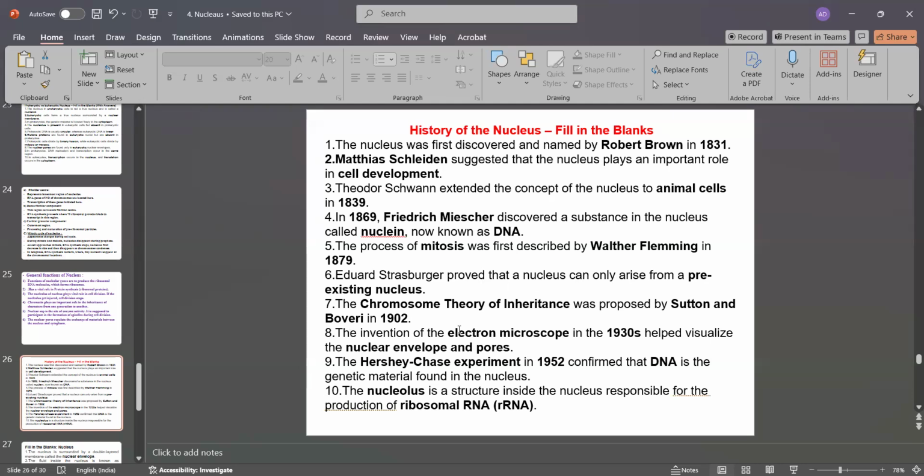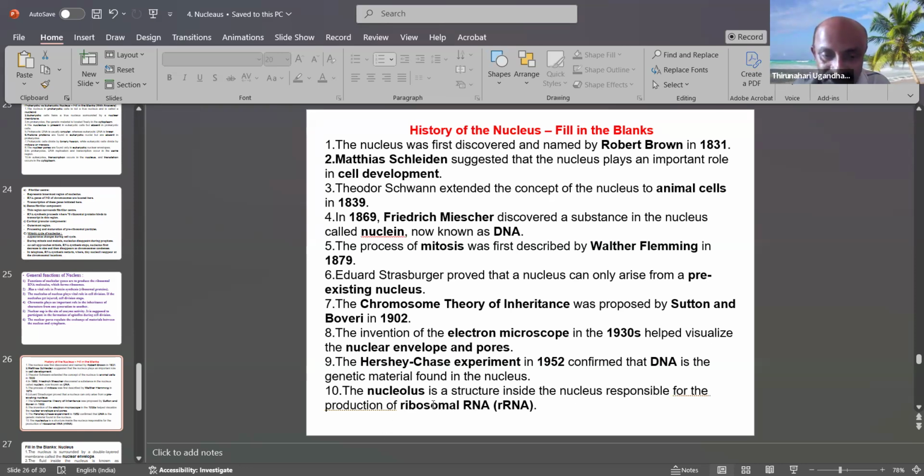The chromosome theory of inheritance was proposed by Sutton and Boveri in 1902. The invention of the electron microscope in 1930 helped the visualization of nuclear envelopes and pores. Then the Hershey-Chase experiment in 1952 confirmed that DNA is the genetic material found in the nucleus.